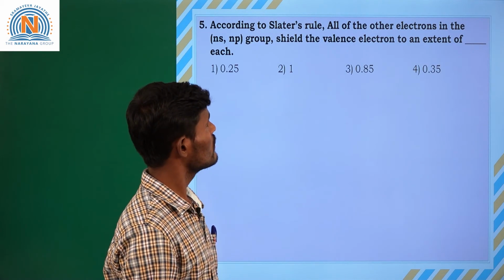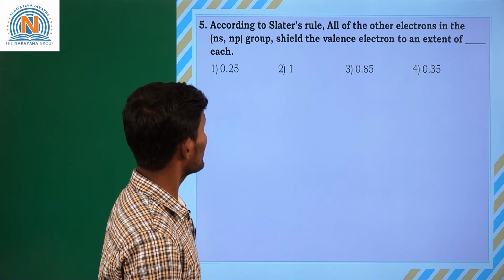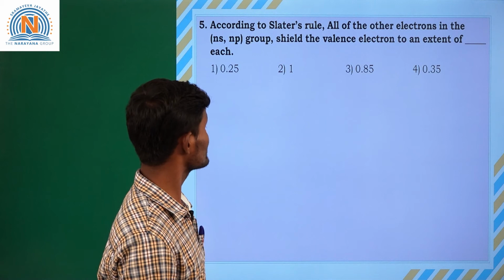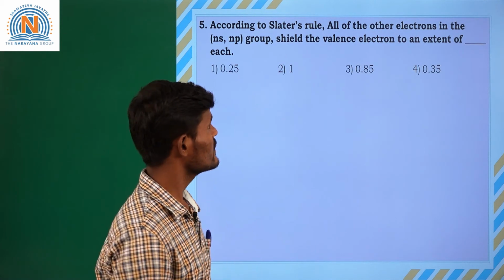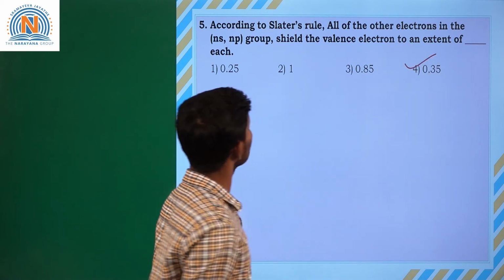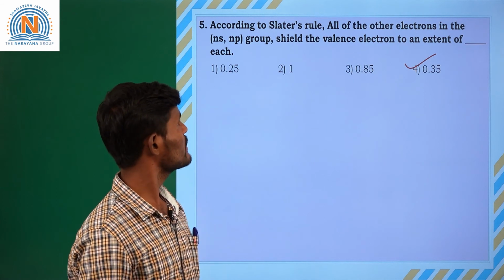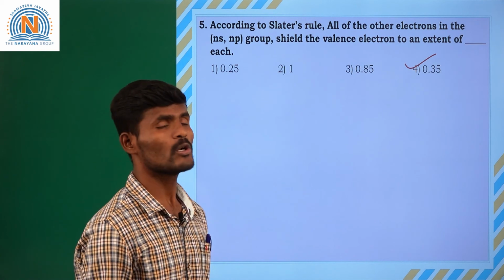According to Slater's rule, all of the other electrons in the ns-np group shield the valence electron to an extent of dash each, that is 0.35. It is a direct value. According to Slater's rule, all of the other electrons in the ns-np group shield the valence electron to an extent of 0.35 each.